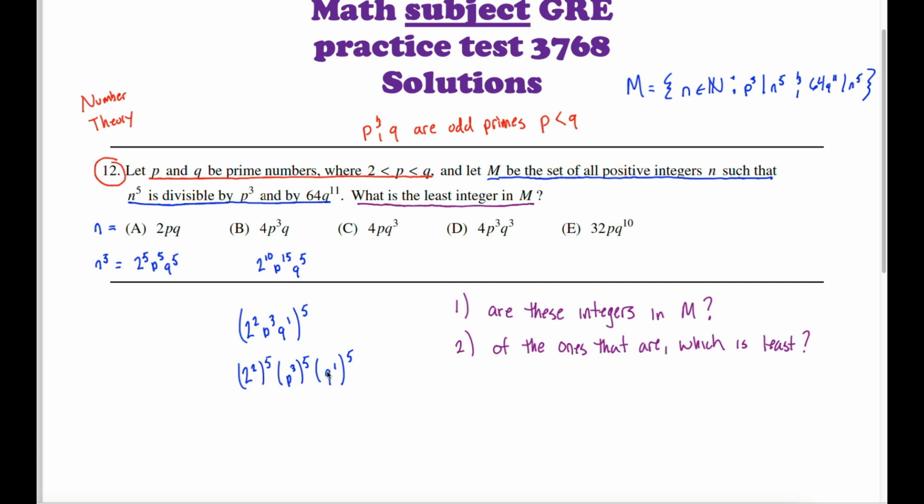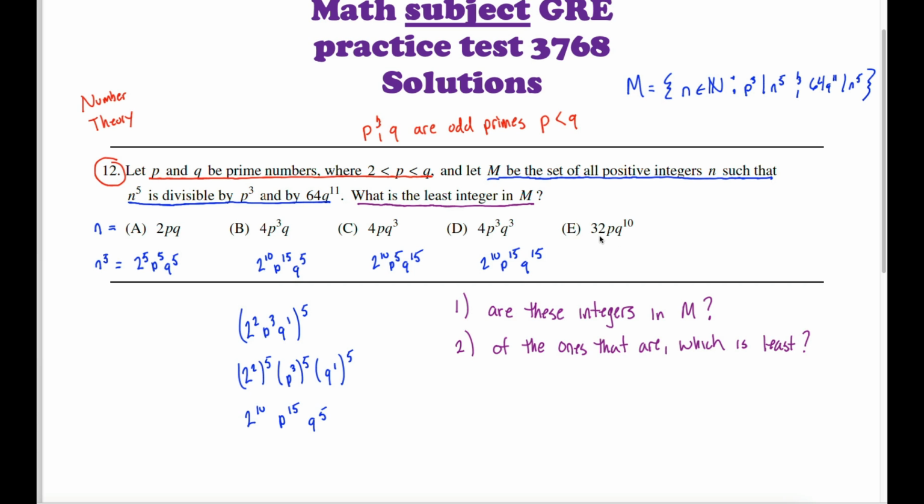And then we have exponents raised up to exponents. You just multiply them. 2 times 5 gives me 10. 3 times 5 gives me 15. And 1 times 5 gives me 5. Similar logic allows me to write the 5th power of 4pq cubed as 2 to the 10th, p to the 5th, q to the 15th. And it allows me to write the 5th power of option D as 2 to the 10th, p to the 15th, q to the 15th.